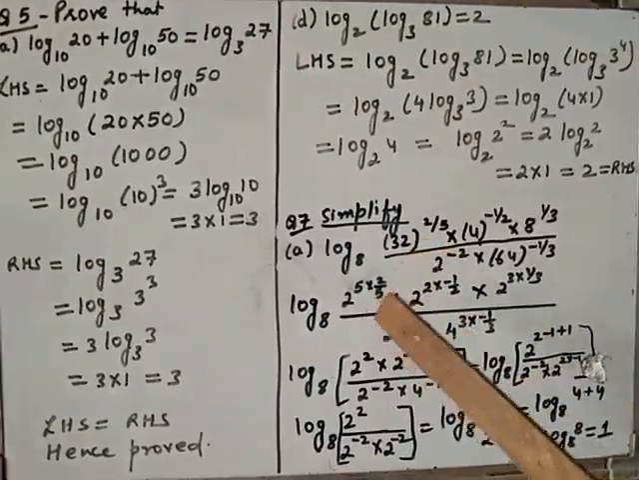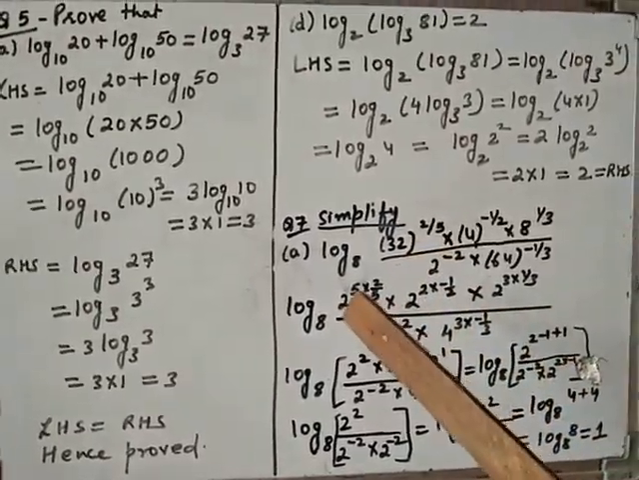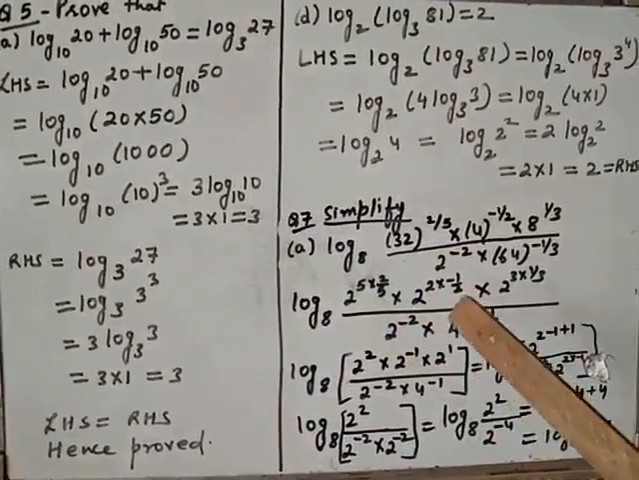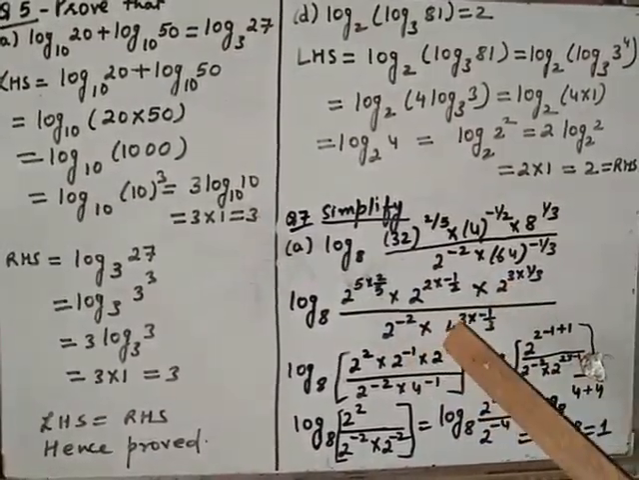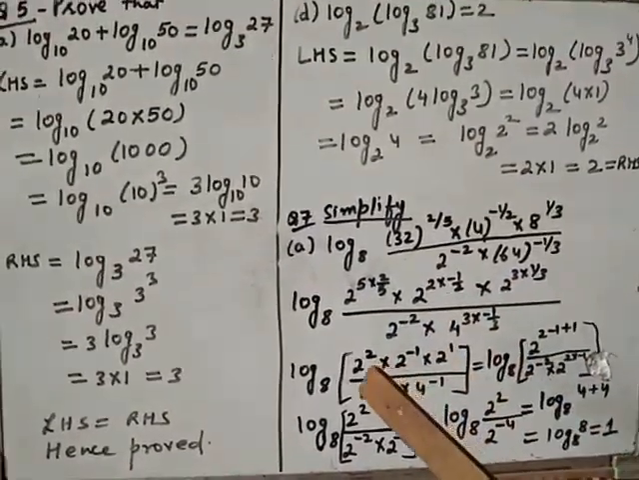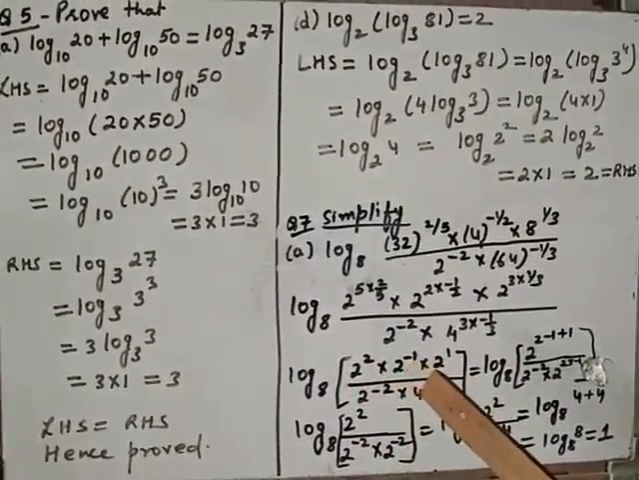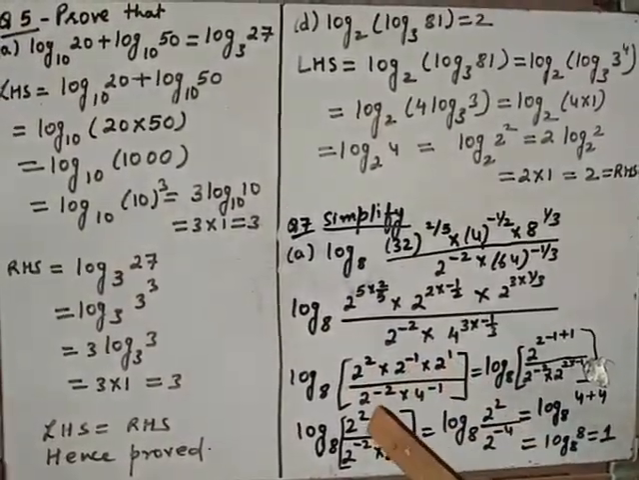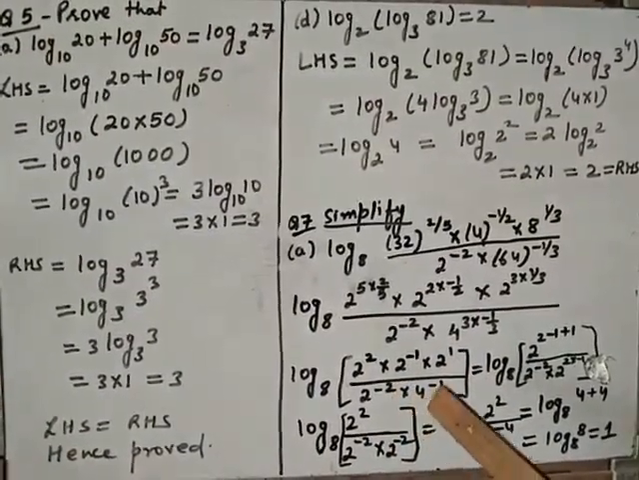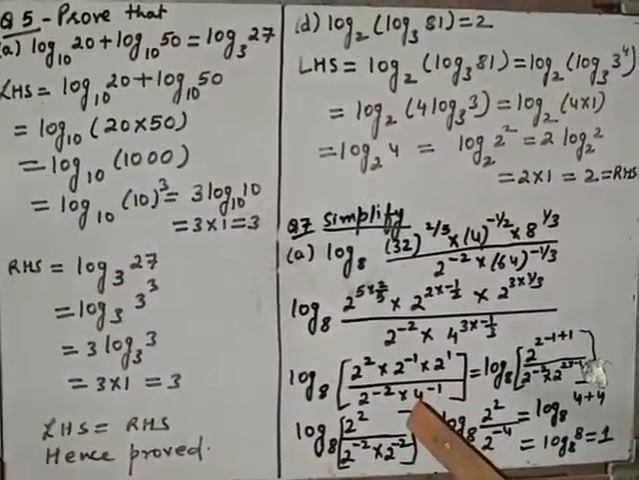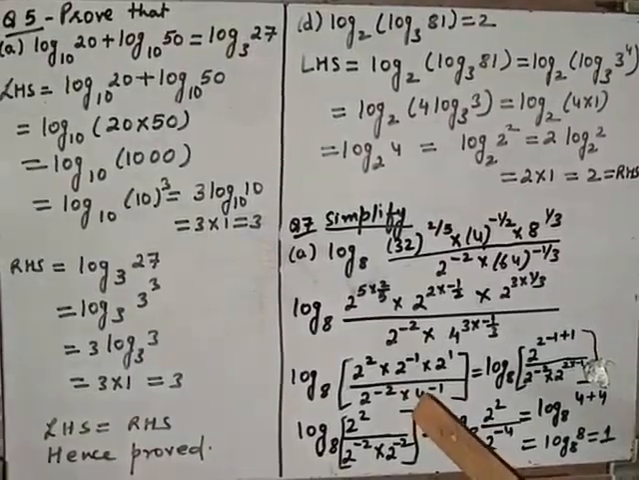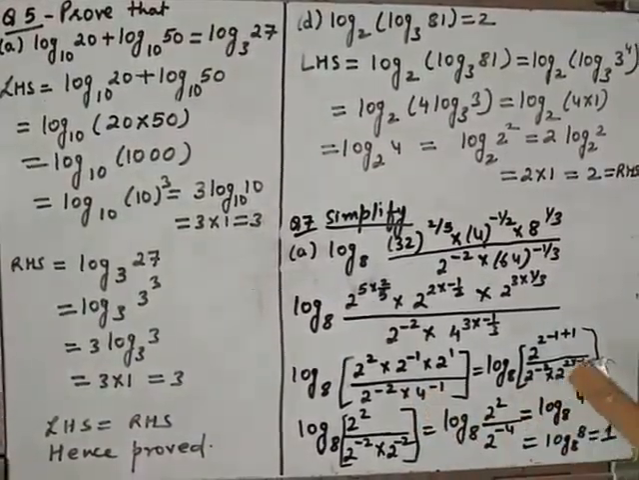When there is power over a power, the powers get multiplied. After multiplying, 5 and 5 cancel, 2 and 2 cancel, 3 and 3 cancel, and here 3 and 3 are cancelled. So the left part is 2 square into 2 raised to power minus 1 into 2 raised to power 1 upon 2 raised to power minus 2 into 4 raised to power minus 1. Now this 4 is written as 2 square. 2 squared. So 2 into minus 1 is minus 2 here.